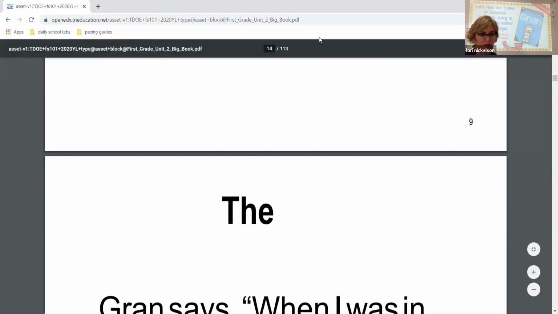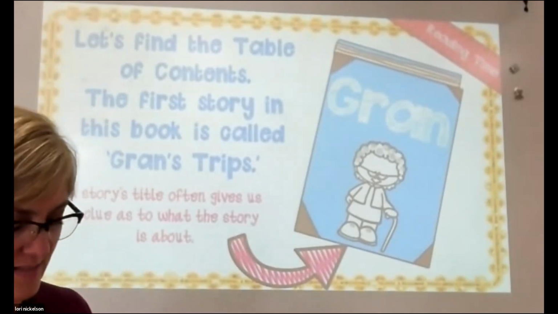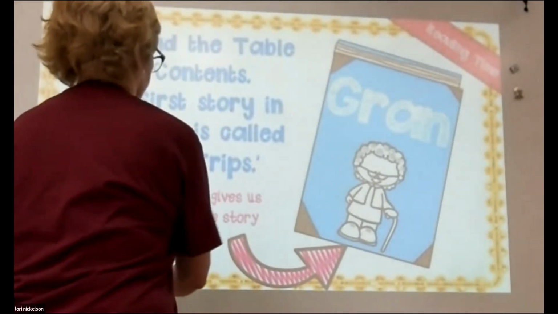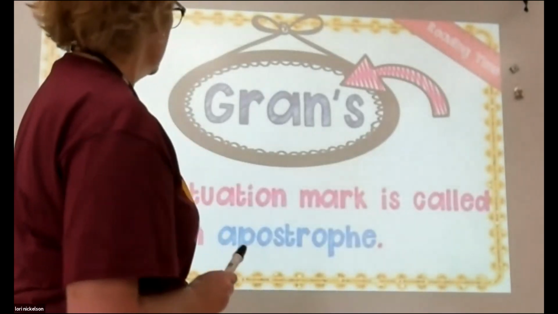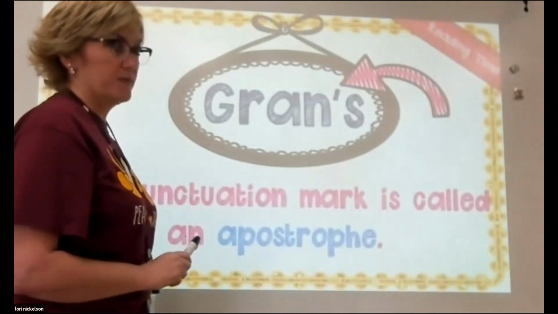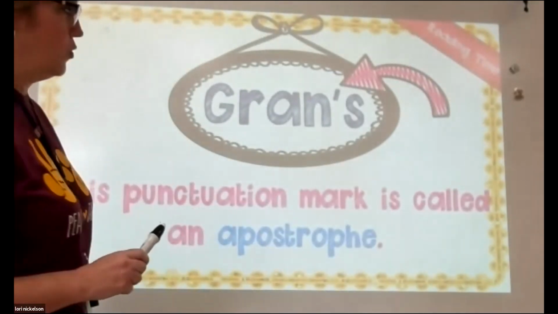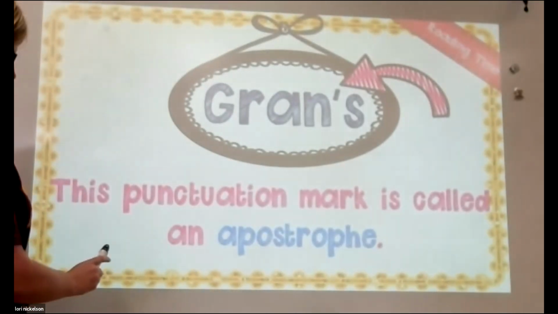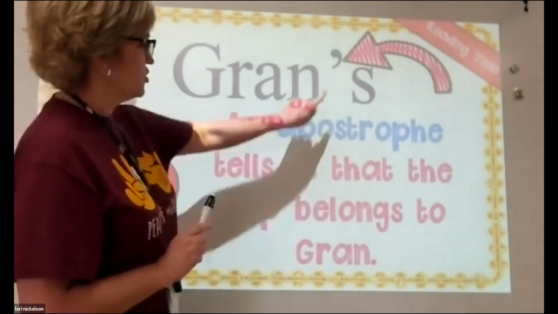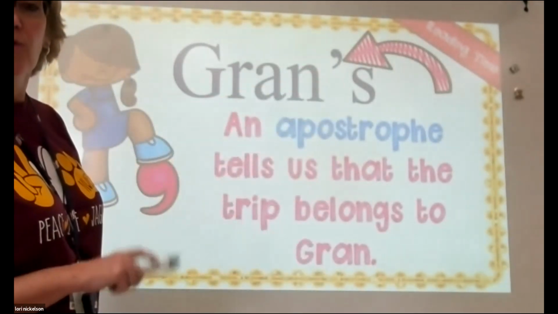So I'm going to stop sharing. All right. So Gran had some adventures, didn't she? So Gran's, this punctuation mark here is called an apostrophe, and we've seen it in some of our Nat and Beth's stories. It shows possession. Gran's, with the apostrophe there, tells us that the trip belongs to Gran. So it was Gran's trip.